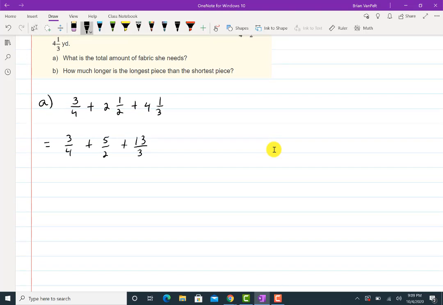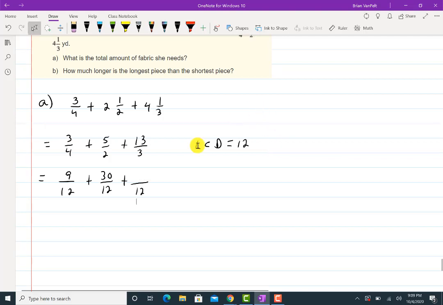The LCD is going to equal 12. The 3/4 I'll be able to write as 9/12. The 5/2 I'll be able to write as 30/12. And the 13/3 is 26/12. I made a mistake on that last one. That's not true. It's still over 12, except 3 times 4 is equal to 12. 4 times 13 is 52. My bad. Now I'll add these numbers straight across. 9 plus 30 is 39, plus 52 is 91.